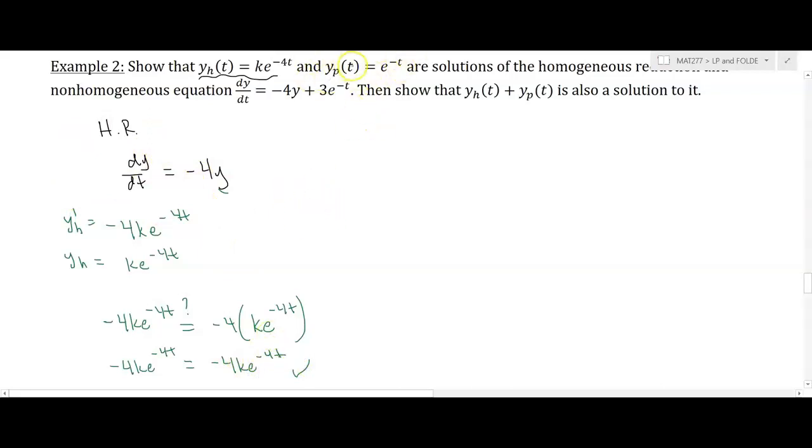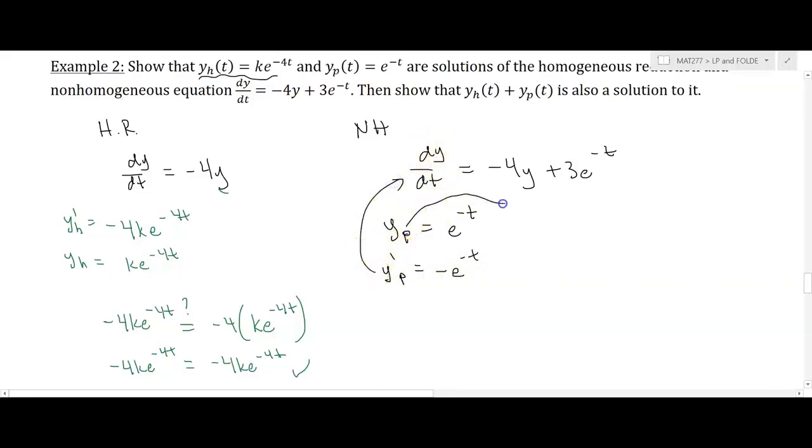Now we want to show that y sub p of t is a solution to the non-homogeneous case. So now I just want to check, does y sub p satisfy this equation right here. And in order to do that, I have to look at y sub p. So y sub p is the equation e to the negative t. Its derivative is negative e to the negative t. And now what I need to do is just plug in y prime up here, plug in y sub p in here, and see if the two sides are equal.